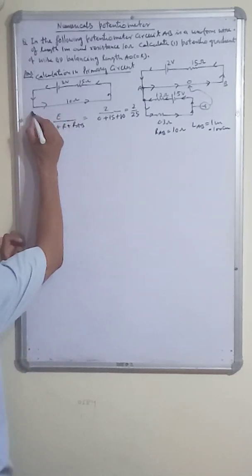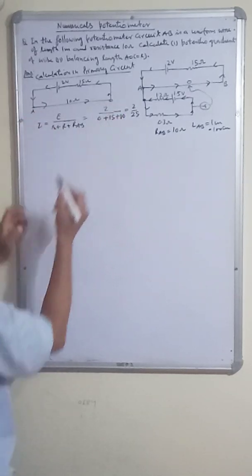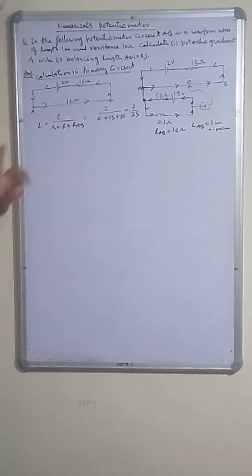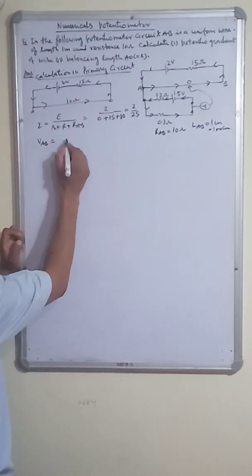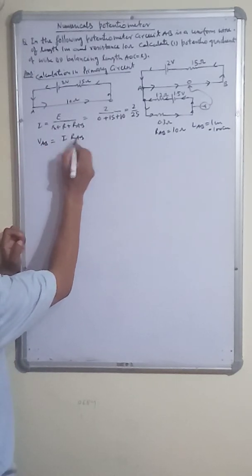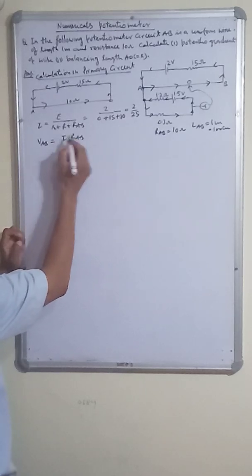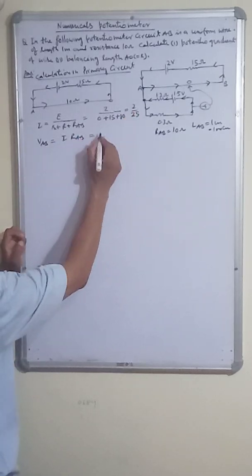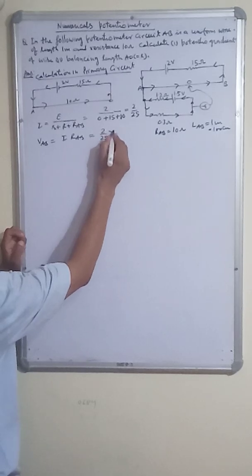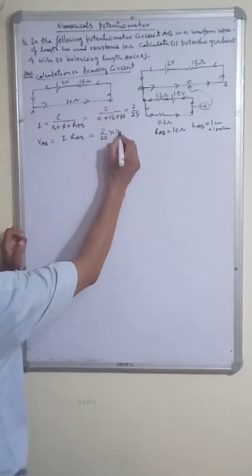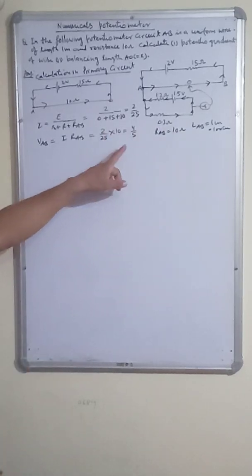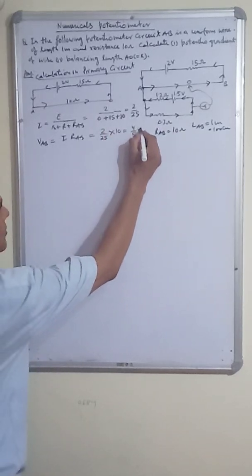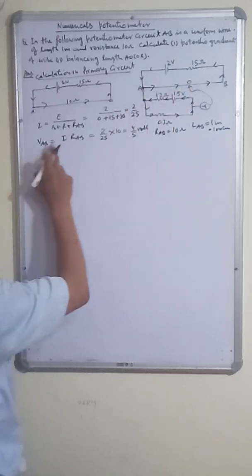Now we are going to find the potential drop and the potential gradient. We want the potential drop across the wire. So VAB is equal to I into RAB. I is 2 by 25, and this resistance is 10 ohm. So it will be equal to 4 by 5, since it is 20 by 25 after reducing. So this much is the voltage drop on the wire of the potentiometer.